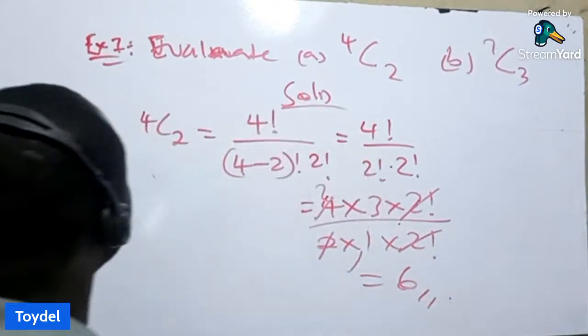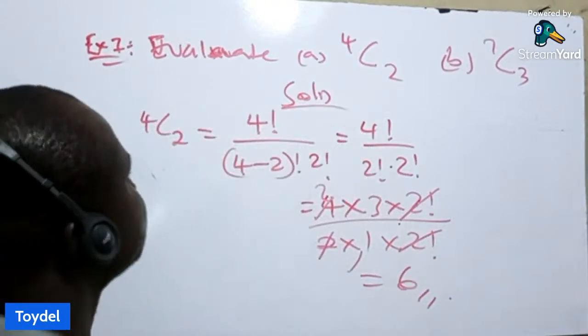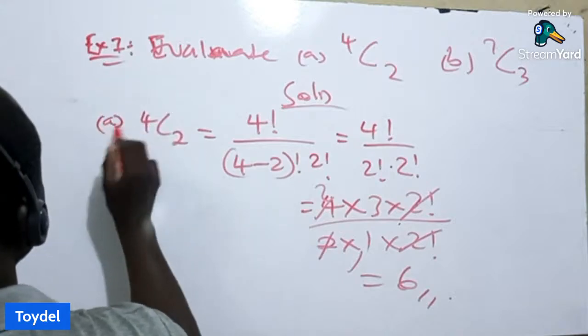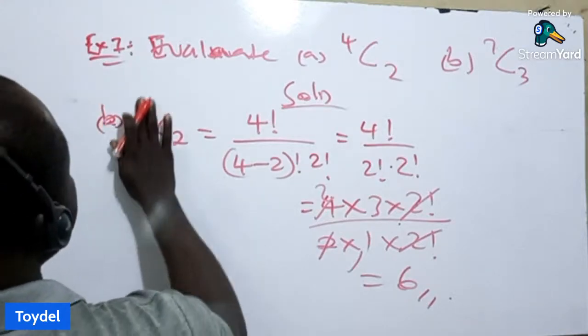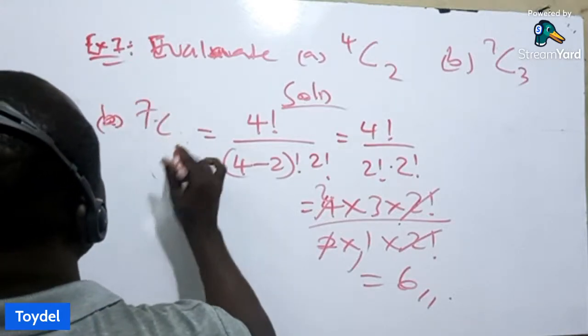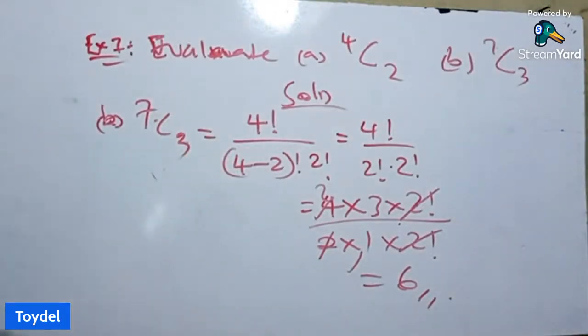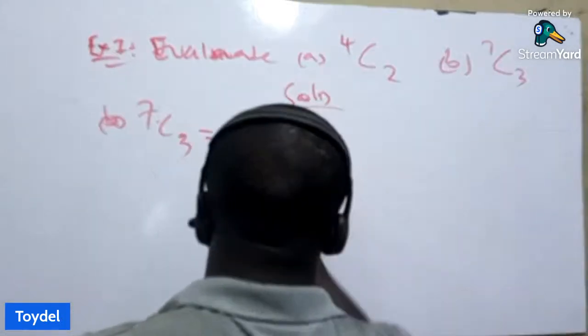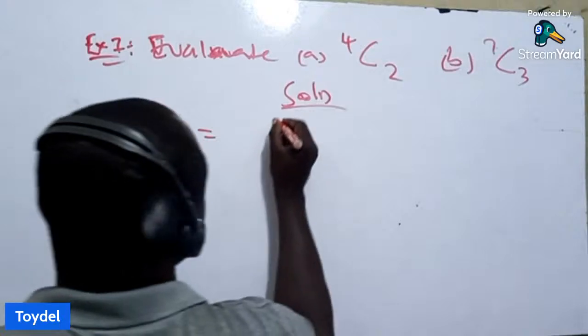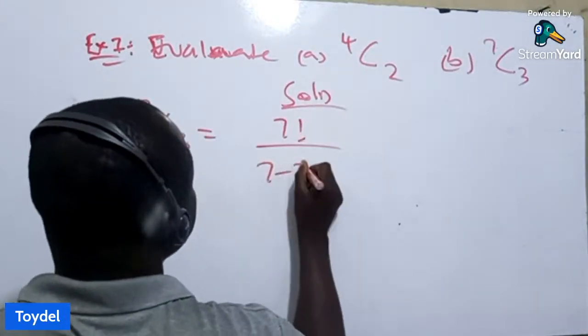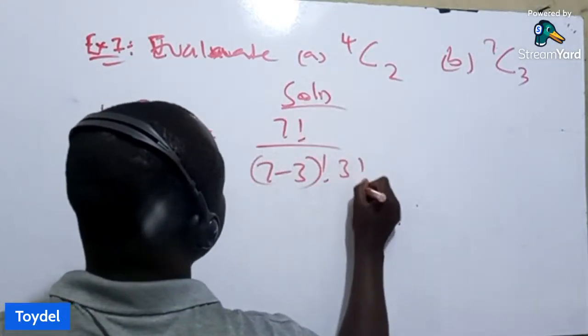So when we have 4 combination 2, it's going to give us 6. Then the second one, B part, it is 7 combination 3. If you have 7 combination 3, what are we going to get? 7 combination 3 will be 7 factorial all over 7 minus 3 factorial, 3 factorial.